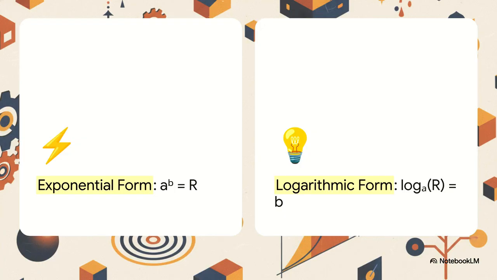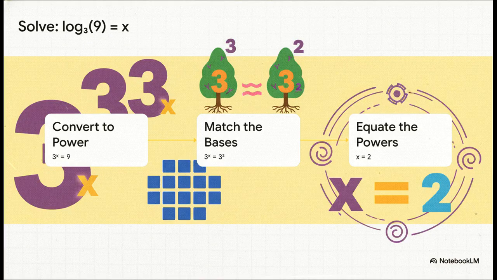The exponential form a to the power of b equals r can be totally rearranged into its logarithmic form. A log is just asking the same question, but in a different way. It's asking, hey, what power, b, do I need to raise this base a to in order to get my result, r? Let's see it in action.